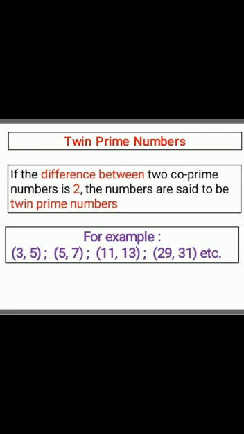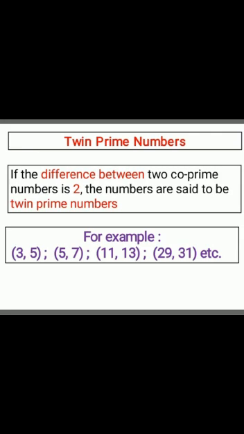For example, 3 and 5. We know that 3 and 5 are co-prime numbers also. Right? But when you see the difference, 5 minus 3 is 2. So, when you find that the difference between two co-prime numbers is 2, then we can say that they are twin prime numbers. Now just see the second example, 5, 7. Now 5 and 7 are co-prime numbers. Difference, 7 minus 5 is 2. You are getting 2. So it is twin prime numbers.